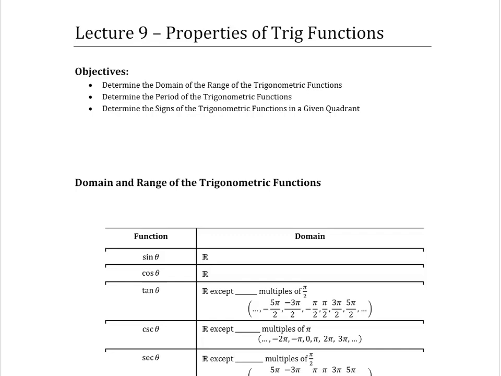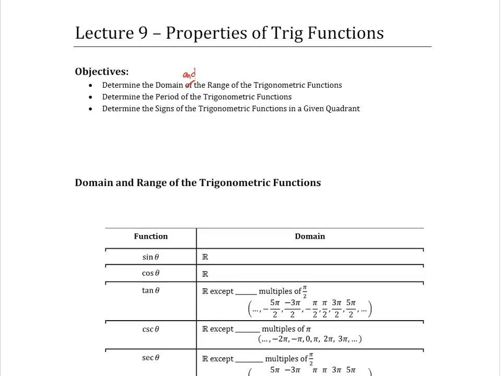And the range is the output of those trig function values. By the way, this should read, and sorry for the typo, the domain and the range of the trigonometric functions. We're going to talk about the periodic nature of our trig functions, that is, they repeat themselves after you go through a full rotation. Some of them actually repeat themselves after a half rotation.